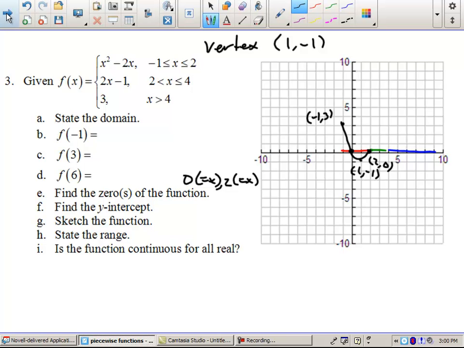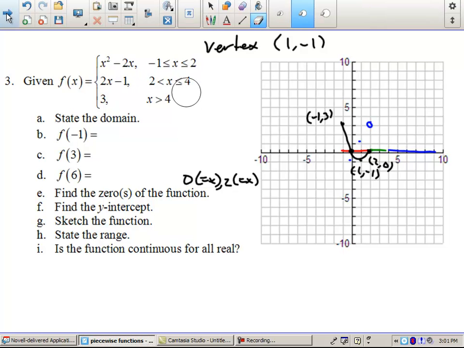Now the green part, 2x minus 1, going from 2 to 4, 2 non-inclusive and 4 inclusive, well, that's a linear function. Let me throw a little color in here. It would begin at negative 1. I have a slope of 2, so I'm going to go up 2 over 1, up 2 over 1. And look where my first point is. My first point is going to be at 2, 3.